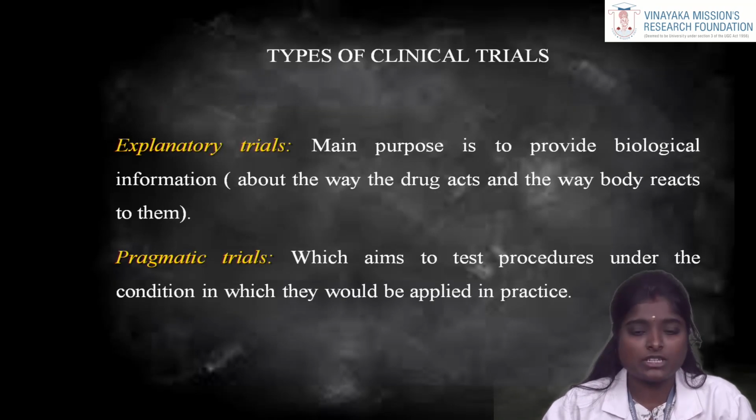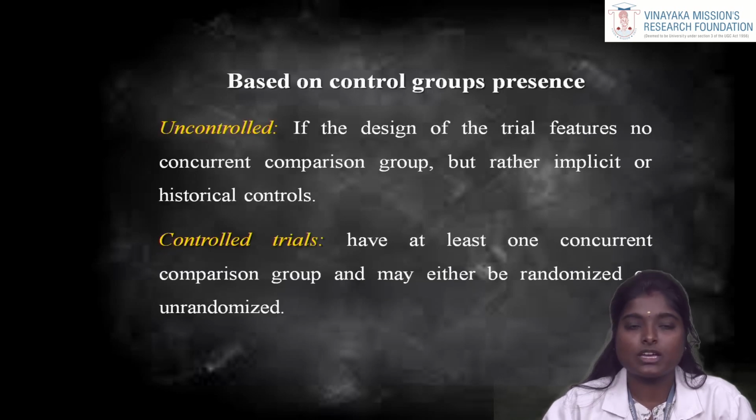Coming to the types of clinical trials, we have various types based on various factors. First we have explanatory trials and pragmatic trials. Explanatory trials have the main purpose of providing biological information, and pragmatic trials aim to test the procedure under the conditions in which they would be applied in practice. Based on the control group, we have uncontrolled and controlled trials. In an uncontrolled trial, the design features no concurrent comparison, but rather an implicit or historical control.